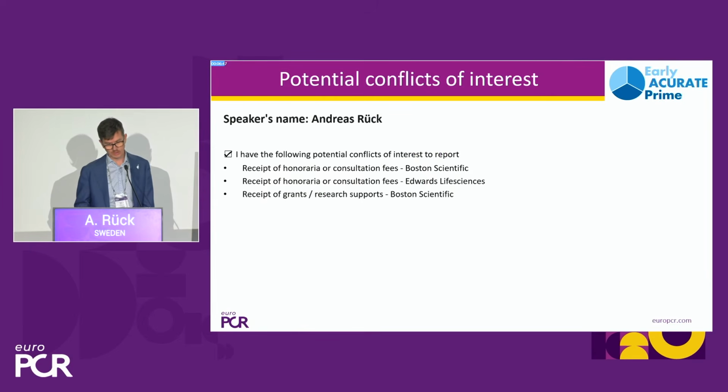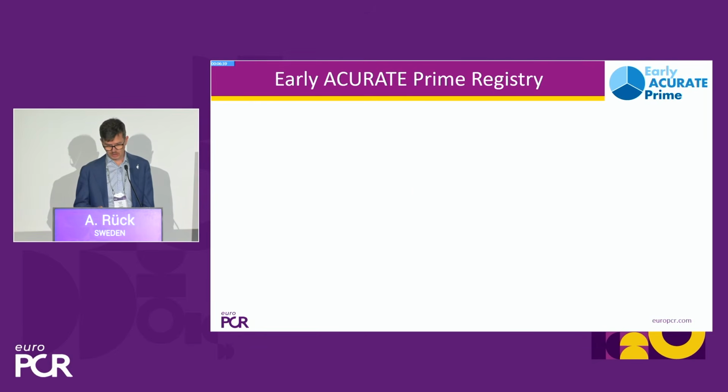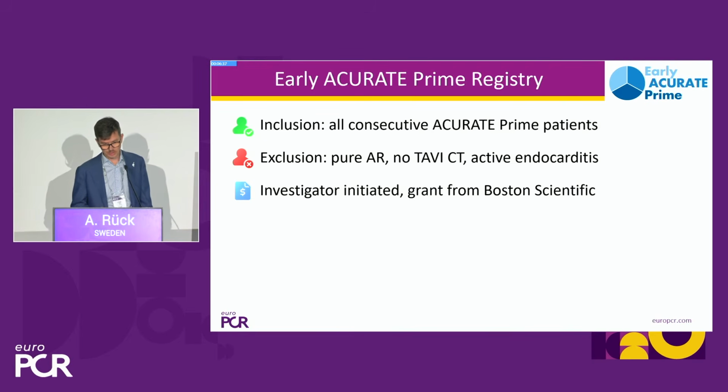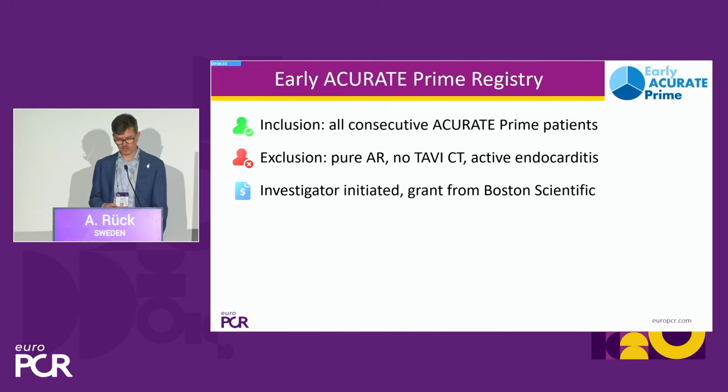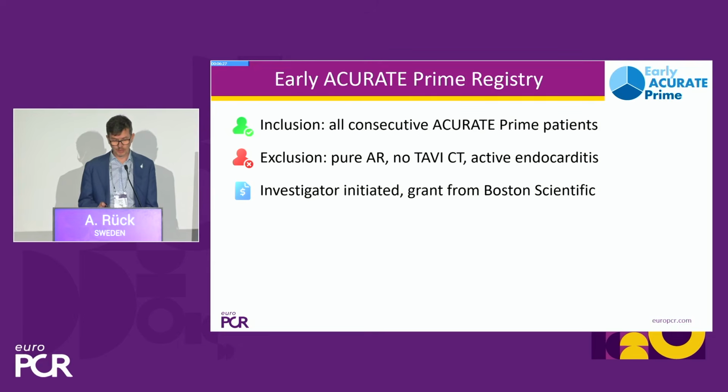These are the 30-day results. These are my conflicts of interest. We already talked about the design update, so I will skip that. But I'll just go to the registry. This registry has an all-comers design, meaning that all consecutive Accurate Prime patients at 12 European centers were entered into the registry. Exclusion criteria were only pure aortic regurgitation, no TAVI CT done, or active endocarditis.